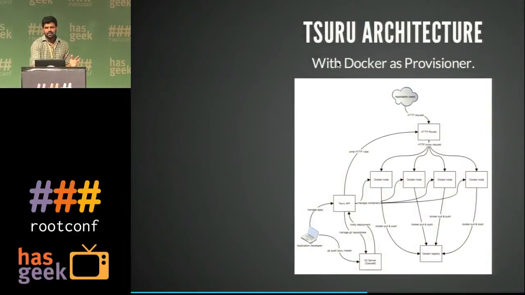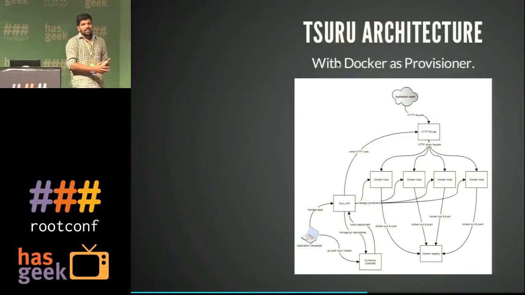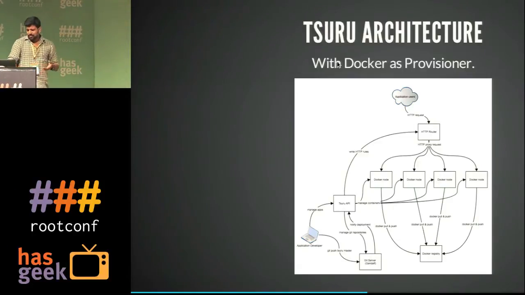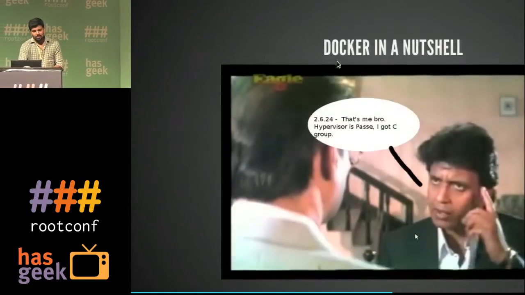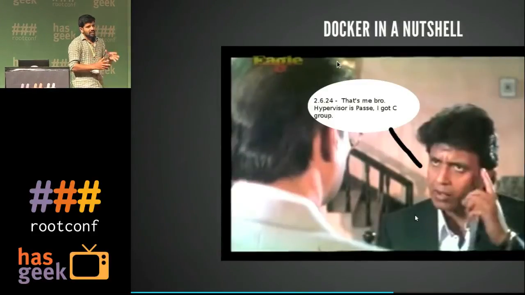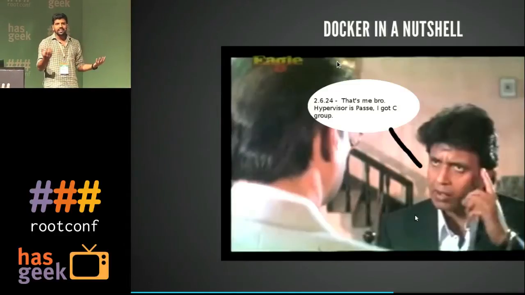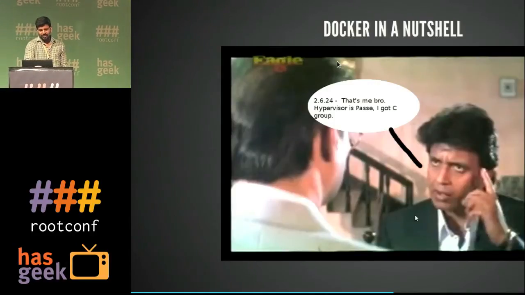Is everybody well versed with Docker? Let me just explain what Docker is all about. Docker is basically a wrapper around LXC, and LXC is a kernel feature available from 2.6.24. It doesn't have a hypervisor, it has C groups. A hypervisor basically resides between your kernel and your hardware. We don't have a hypervisor. We have C groups, which is built-in functionality.